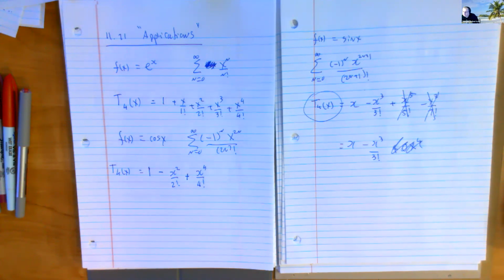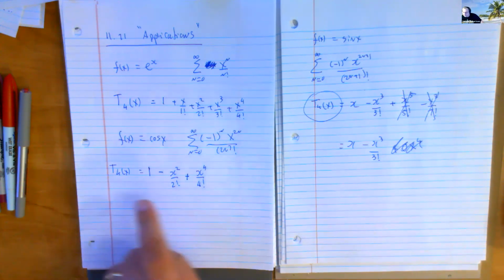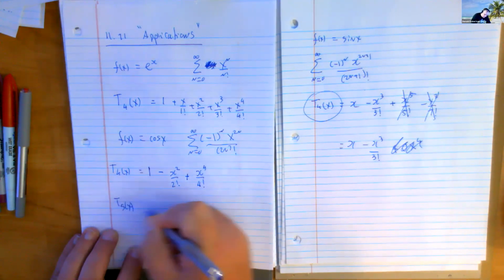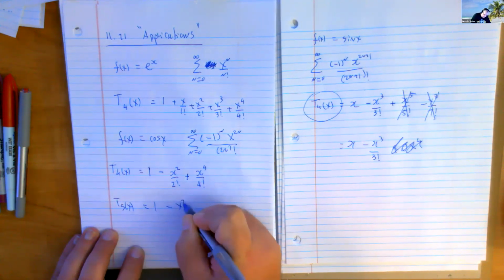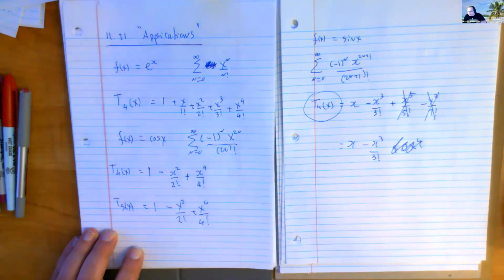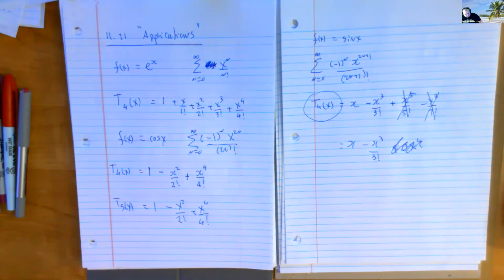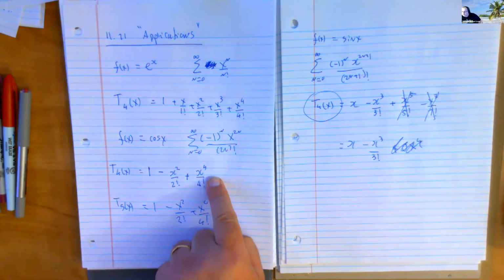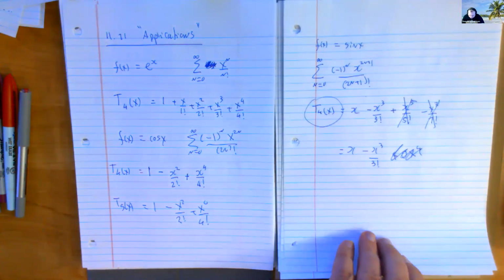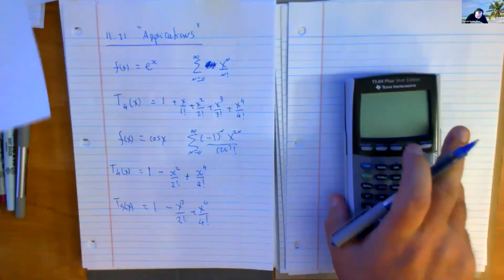For instance, do you know what T5 of x is for this guy? Same thing. Doesn't this guy not have an x to the 5 term? So won't its T4 and its T5 be the same fella? So that's a little hiccup. Now the cool stuff.